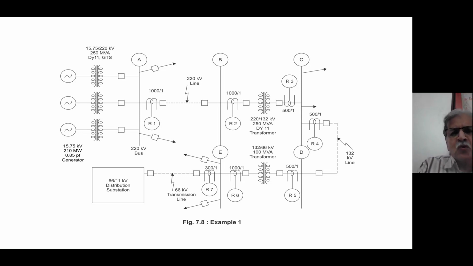What we want to do is find out the plug setting and time multiplier setting of R1 to R7. We do not want to go very fast, because if you talk about numerical relays, then the setting philosophies and the way of calculations are different. There are many kinds of settings, some 17 different kinds of settings, if we use numerical relays.